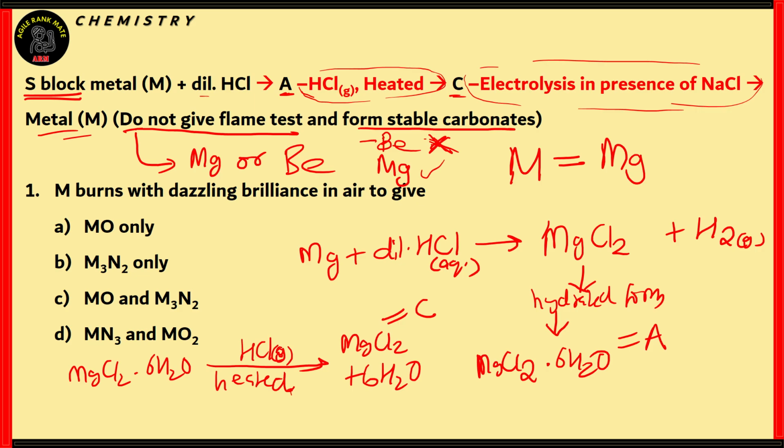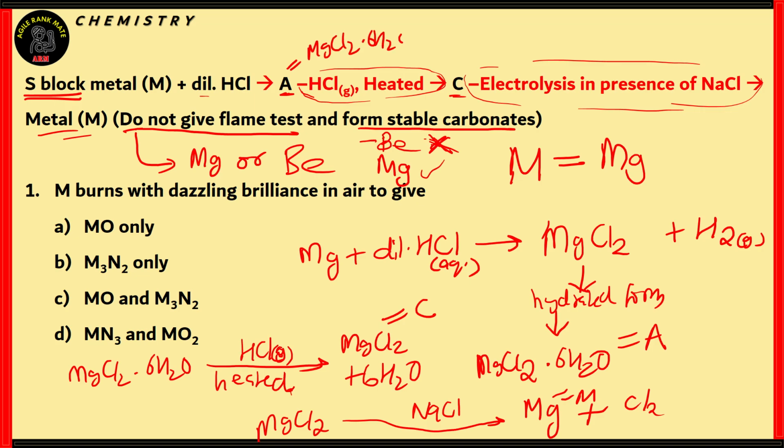Now this MgCl2 on electrolysis in the presence of NaCl, and the reason for using NaCl is because it will decrease the melting point of MgCl2, thus making ionization easy, would give Mg plus Cl2, and Mg is the metal M which we receive back. So from this we get A is MgCl2.6H2O, C is MgCl2. The first question is, M burns with dazzling brilliance in air to give.